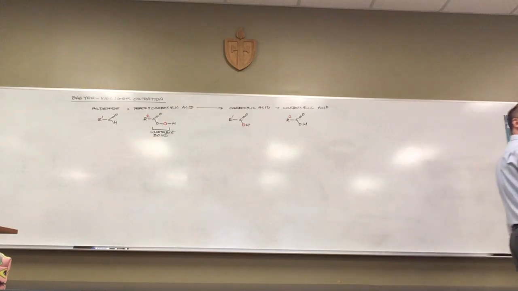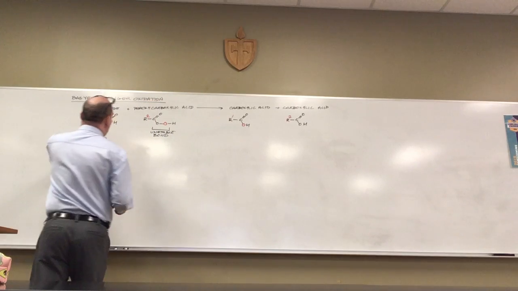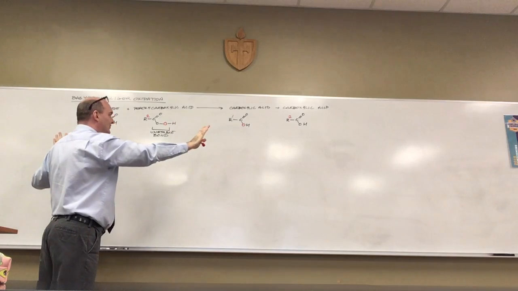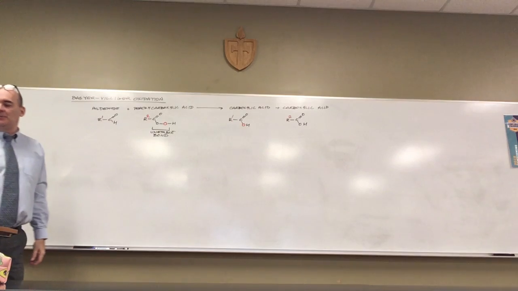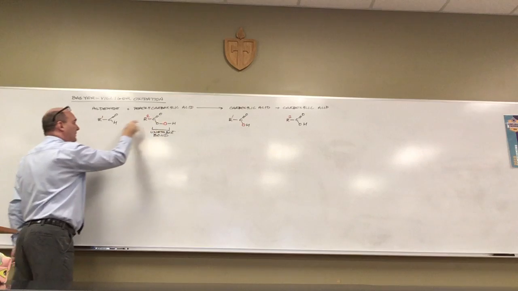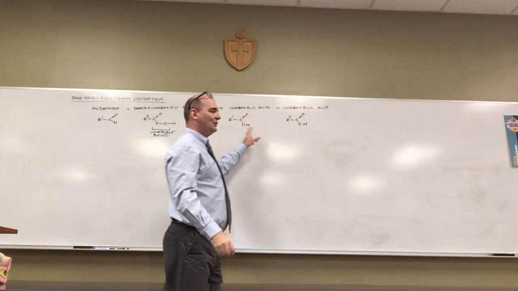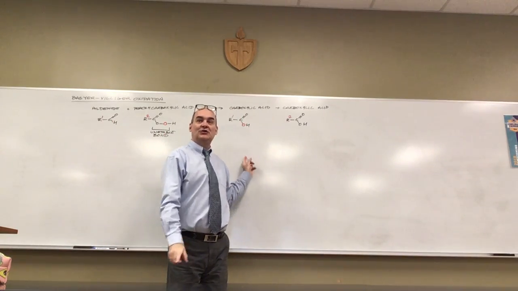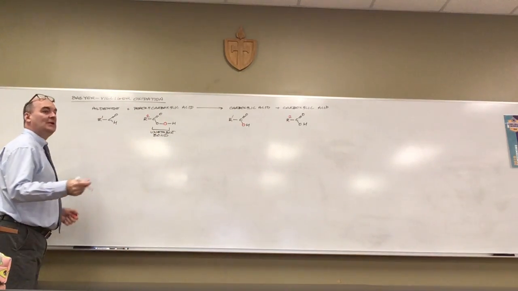Now, we already know that aldehydes and carboxylic acids are at the end of an oxidation pathway. This has more oxygen than this. This has one oxygen, this has three oxygens. This has two oxygens and two oxygens. So 1 plus 3 equals 2 plus 2. This is a special type of redox reaction.